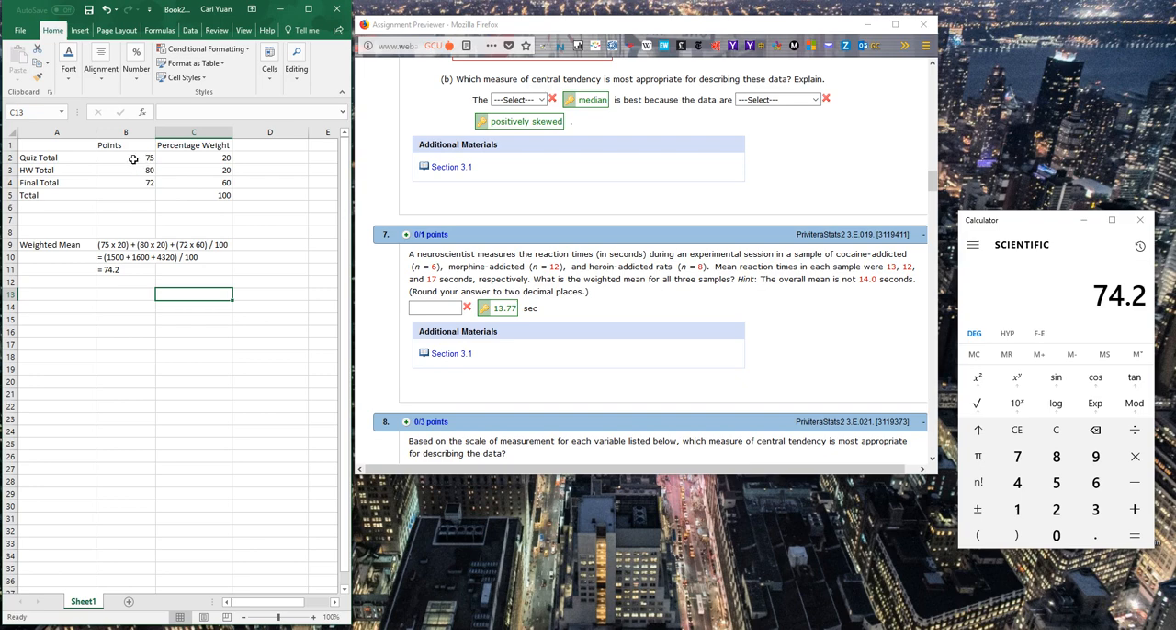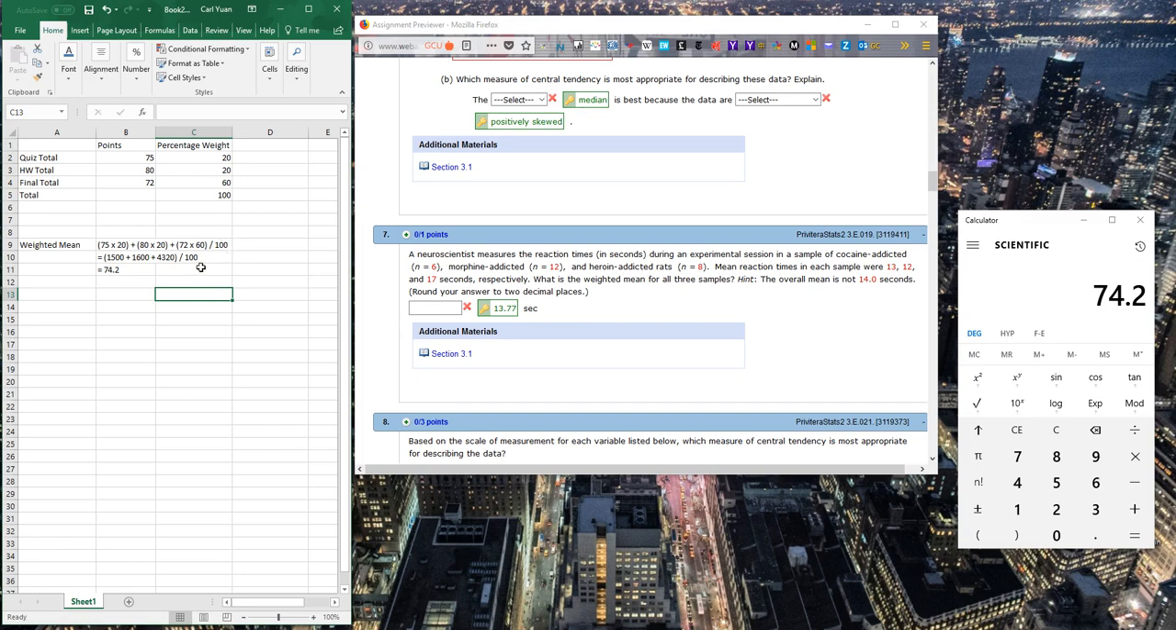So for the quiz, you're going to multiply that by the weight. So 75 times 20. The homework, you will multiply by the weight, which is 20. So 80 times 20. Now your final is going to be 72, and this one has a weight of 60, so 72 times 60. And you're going to divide by the grand number of weights, which is 100.